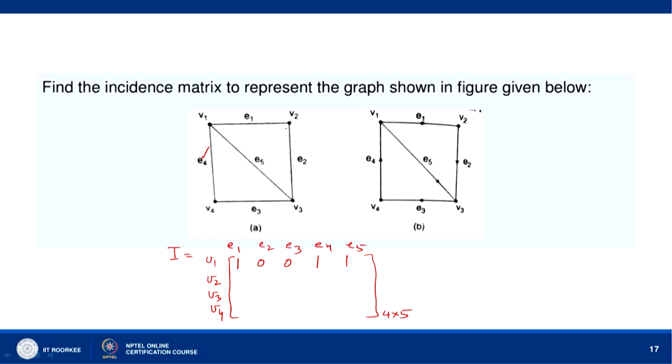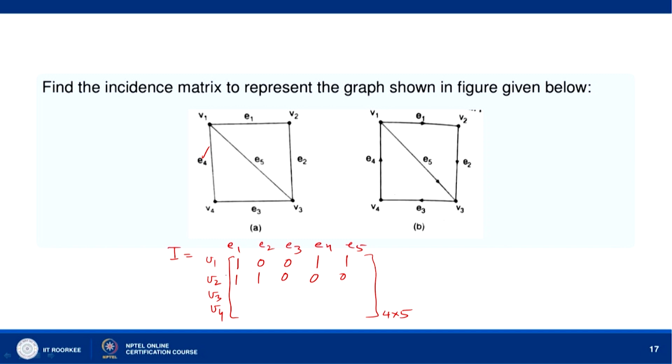E1 is incident on B2, so we will get value 1. E2 is incident on B2, so we will get value 1. E3 is not incident on B2, so we will get value 0. E4 is not incident on B2, so it is 0. E5 is not incident on B2, so we will get 0.